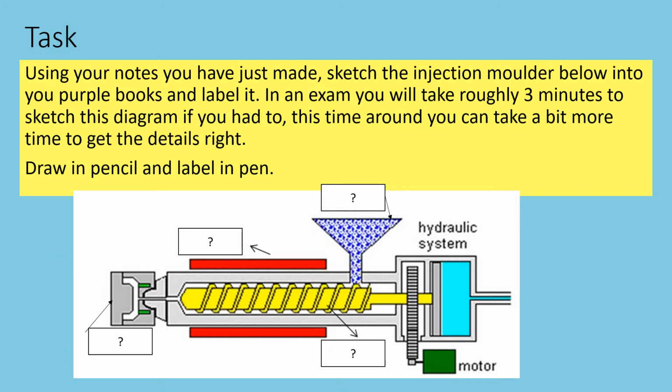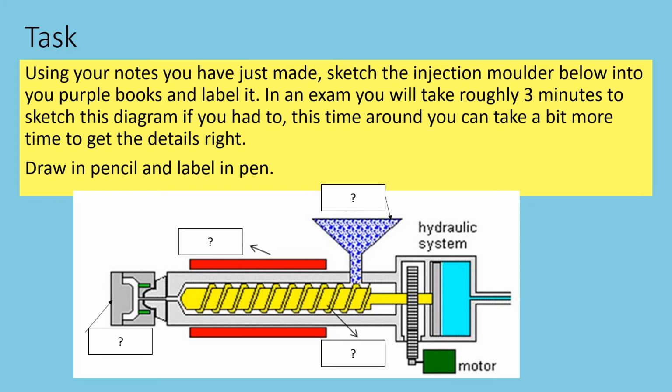So, I'm a woman of my word. Task: using the notes you've just made, sketch the injection molder below into your purple books and label it. In your exam, you'll have roughly 3 minutes to actually sketch the diagram. It might take you less. It doesn't need to be beautifully detailed, but it needs to be clear enough to understand, and that's where the labels come in. So we're going to give you a little bit more than 3 minutes.